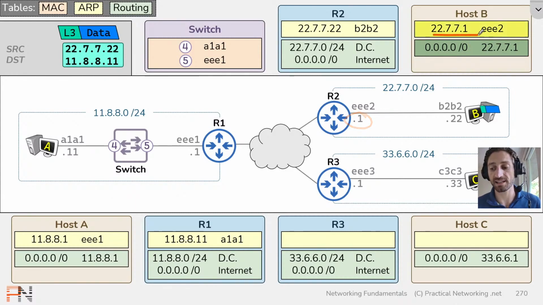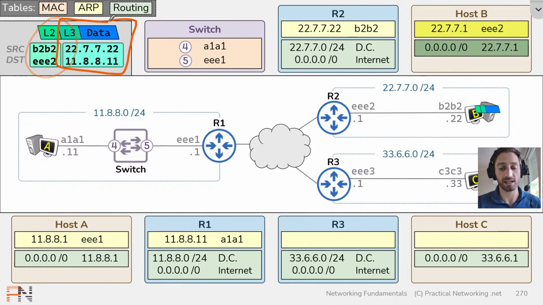And since host B has the ARP entry for this IP address, 22.7.7.1, host B has everything it needs to create the layer 2 header that'll take this packet from host B's NIC to router 2's NIC. Notice the source and destination layer 2 header included host B and router 2. The important thing is to understand that host B used its routing table to figure out the next IP address it should send the packet to, and then its ARP table to actually figure out the layer 2 header to add to that packet. That's what will get the packet to router 2.